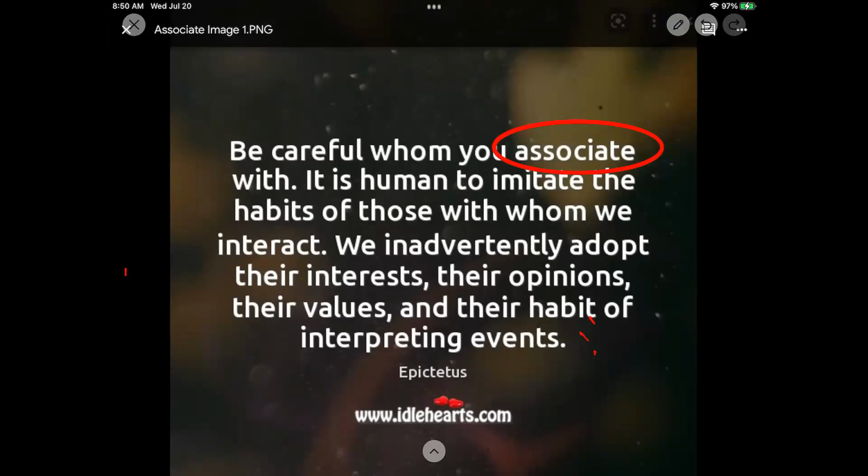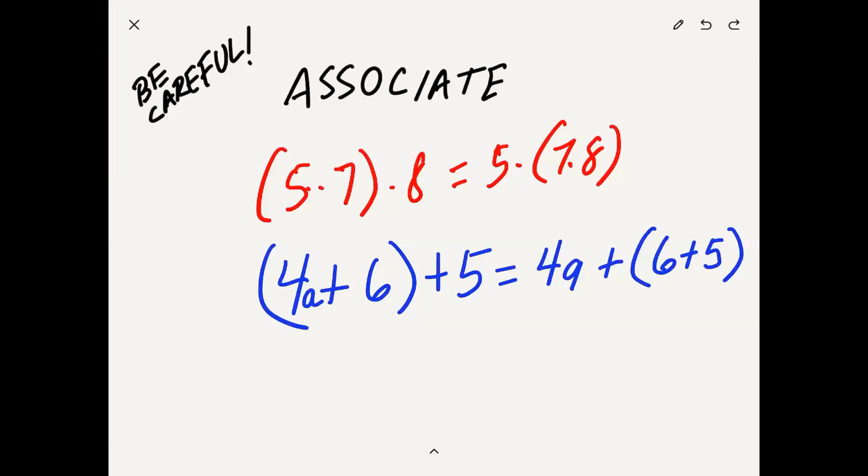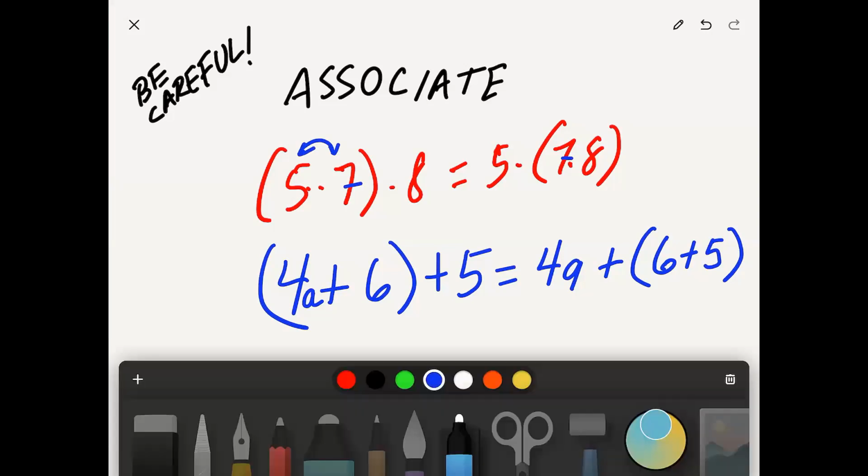Now, the way that you see this mathematically is parentheses. The parentheses indicate who you're associating with. So in this example, the 5 and the 7 are associating with each other because they're in parentheses together. The 8 is left out. They aren't associating with the 8. They are associating with each other. And then, for some reason, the 7 says, I don't want to associate with the 5 anymore. I'd rather associate with the 8.